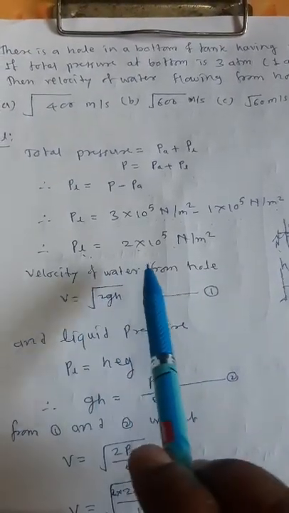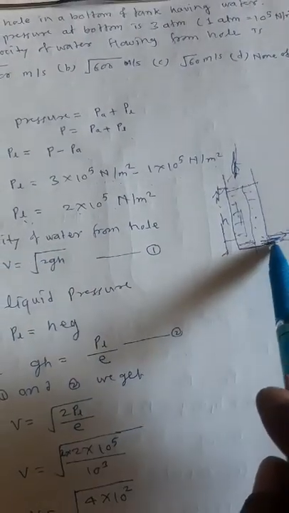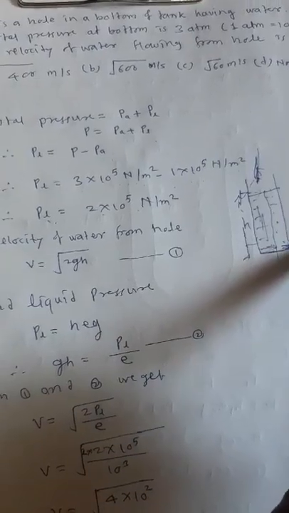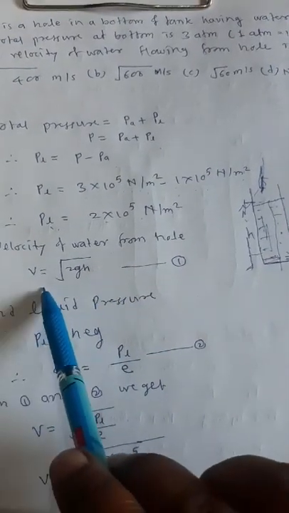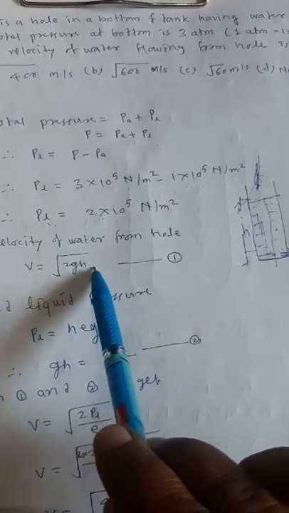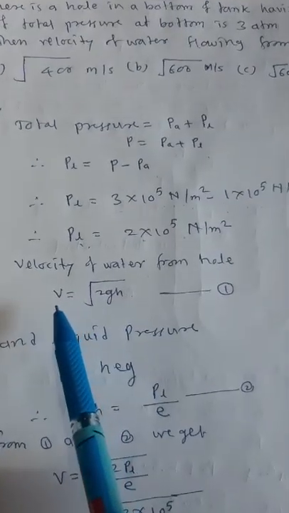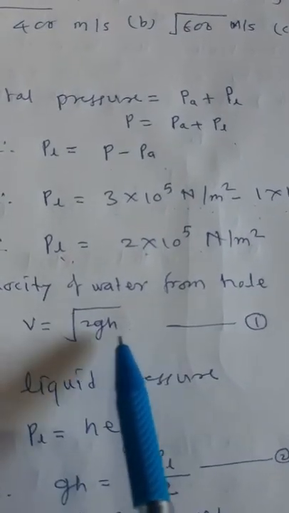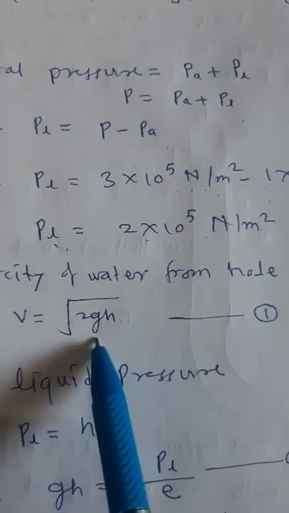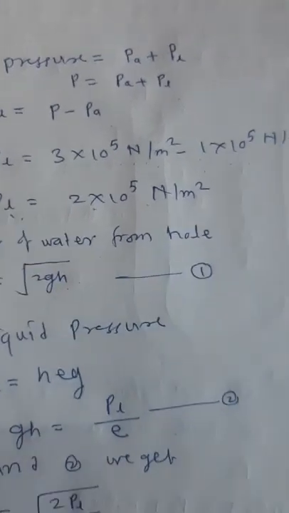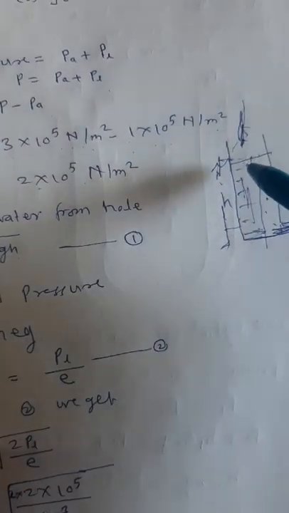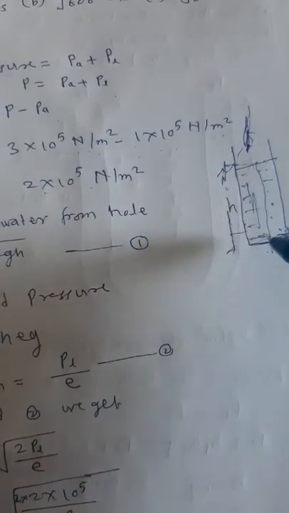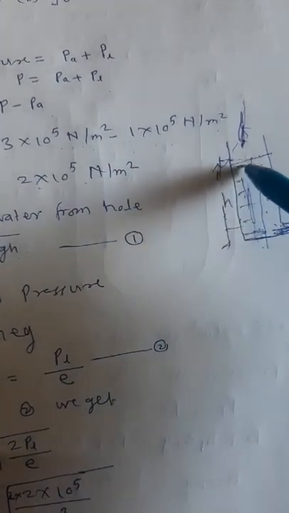The velocity of water from the hole is given by the formula V is equal to under root of 2gh. This is a very important formula. V is equal to under root of 2gh, where g is the acceleration due to gravity, and h is the depth of the hole or height of the surface from the hole.